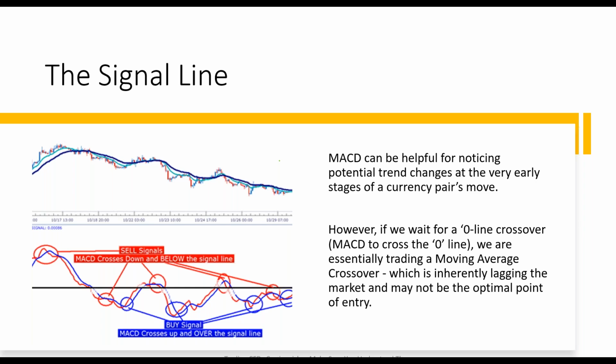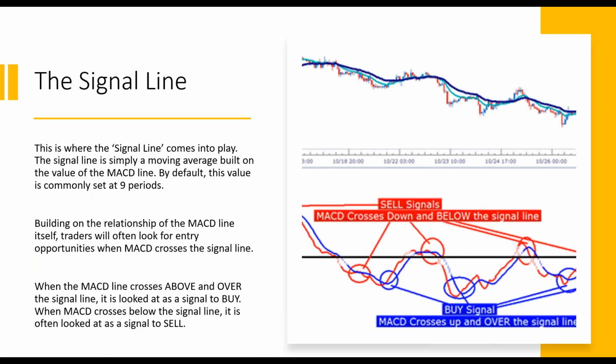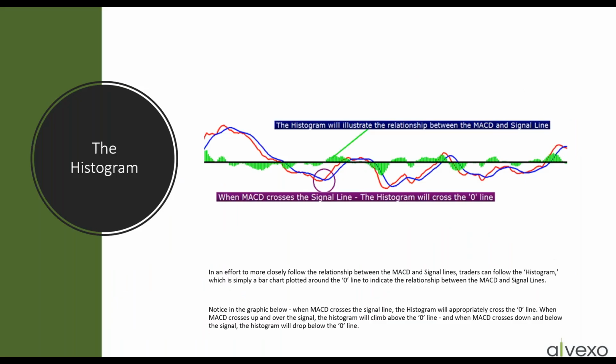So MACD can be helpful for noticing potential trend changes at a very early stage. However, if we wait for the zero line cross, we are essentially trading a moving average crossover, which is inherently lagging the market. So in an effort to more closely follow the relationship of the MACD and the signal lines, traders can follow the histogram, which is simply a bar chart plotted around the zero line.